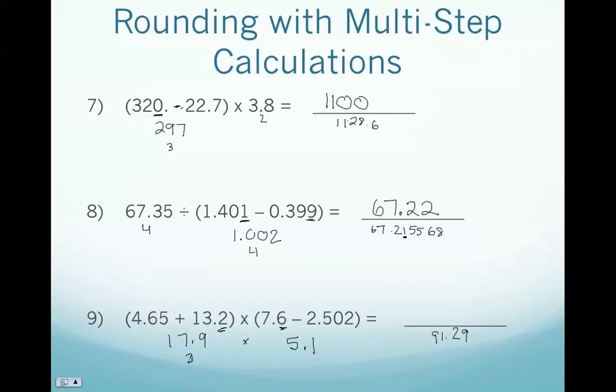When we then take our 2 steps, 17.9 times 5.1, we get an answer of 91.29. This only has 3 sig figs, and then I only have 2 sig figs in the 5.1, which means I only want this to show 2 significant figures, which gives me an answer of 91.